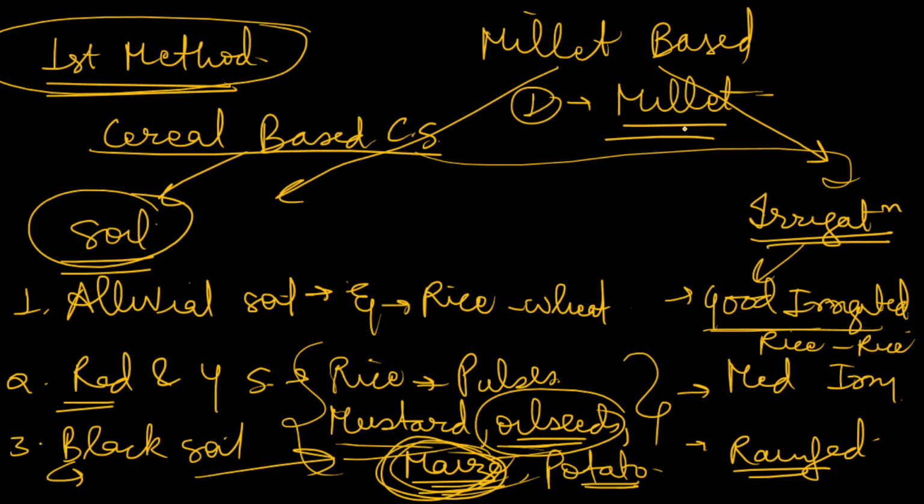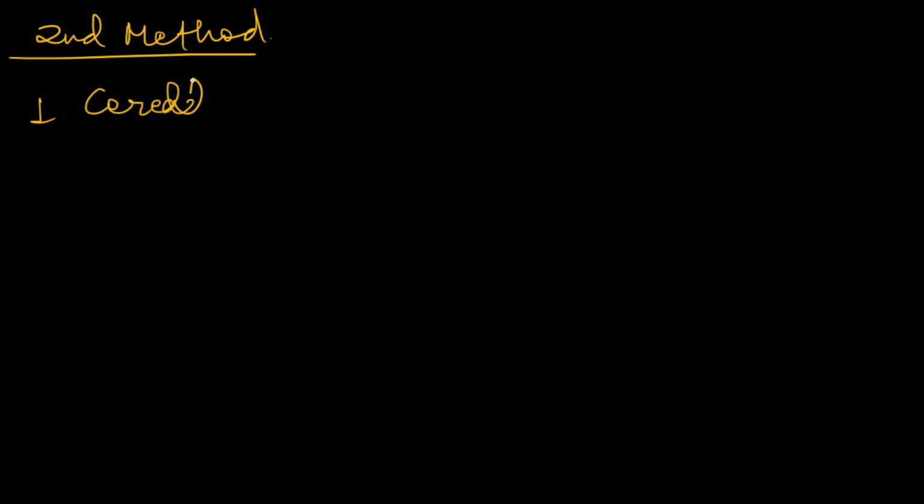So this is how you can structure. This is the first method to structure and answer your question. Now in the second method, you can directly list the cropping systems. For example, number one will be the cereal based cropping system. You will list the cropping systems 1, 2, 3, 4, 5, 6. How many cropping systems? Any number you can add.